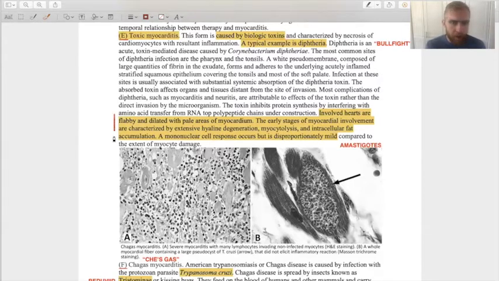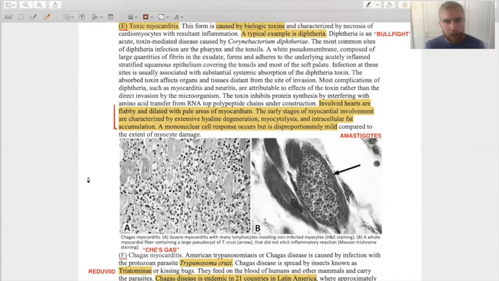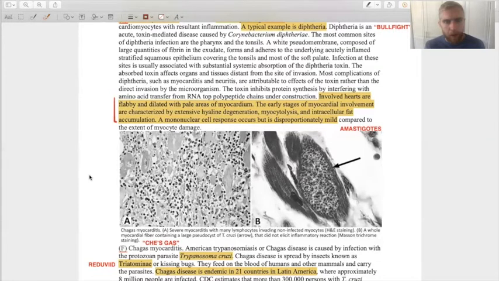And this is what the diphtheria myocarditis looks like on histology. Pretty general, just hyaline degeneration, cardiac necrosis, fat accumulation.